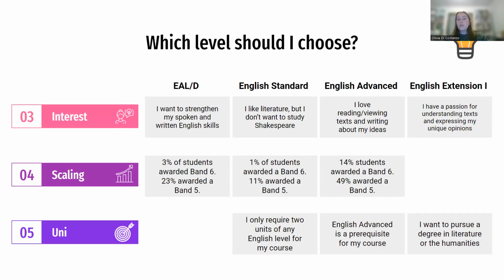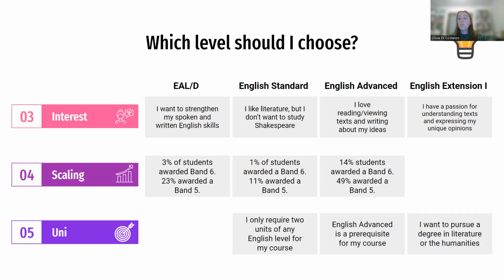Then for those students who do have a genuine passion in understanding and unpacking text and expressing their opinions, English Extension is a great but also challenging choice to take. So do be wary of that and try to choose based on your interest, but also something we can take into account is scaling. So this shouldn't be the only deciding factor, but as we've mentioned, it is a factor to consider. Statistically, a larger proportion of the cohort in English Advanced is awarded a Band 6. But as I'll speak about later, this doesn't mean easy marks. High scaling doesn't mean easy marks, as Irene mentioned as well. And it can be difficult to break into that Band 6 bracket, and that's where assistance can come in handy as well.